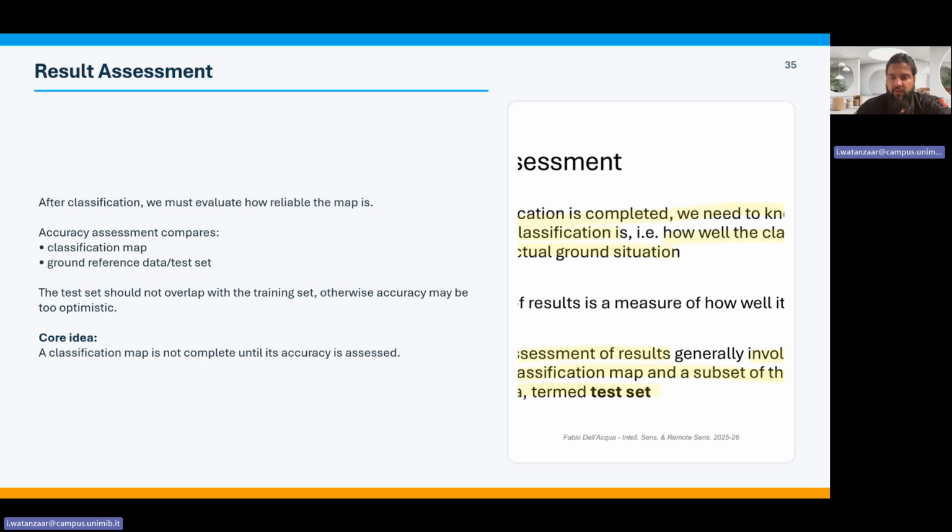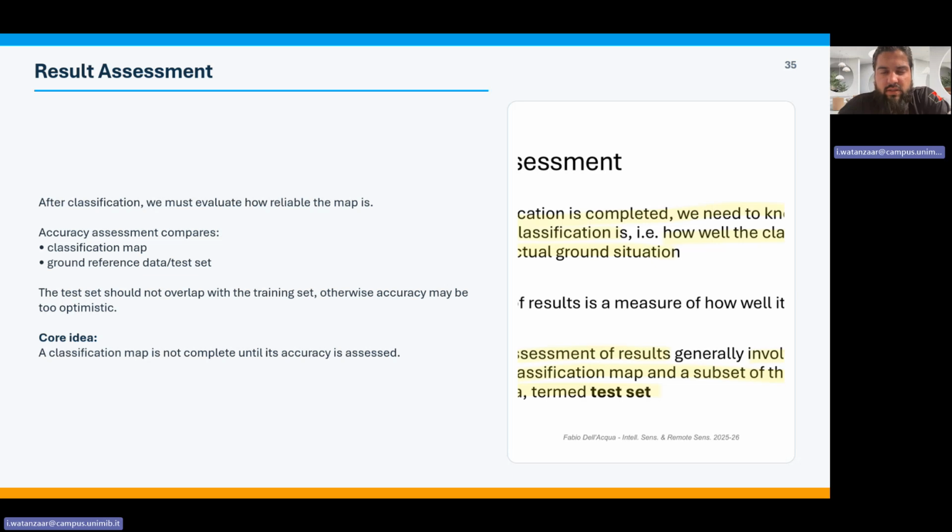Accuracy assessment, one of the important parts. We have done classification so far, and we need to confirm its reliability. So accuracy assessment compares the classification maps with ground reference data, or a test set. We have already discussed ground truth as reference data. The test set should not overlap with the training set. That is really important, otherwise the result will be too optimistic.